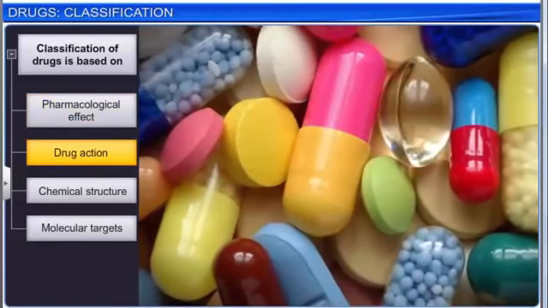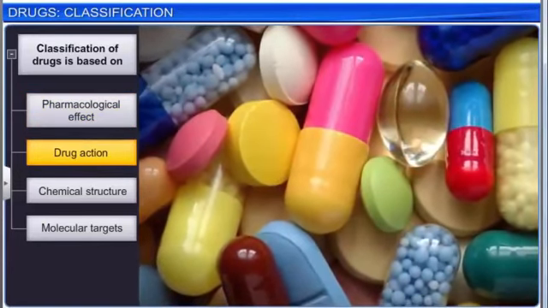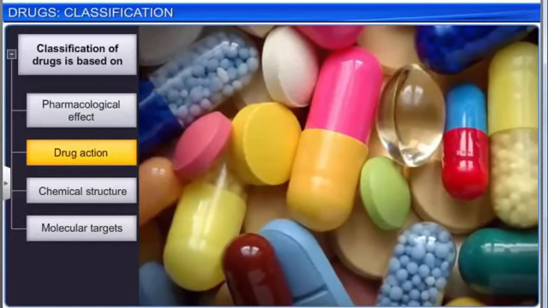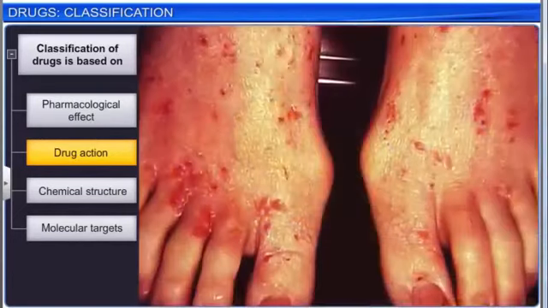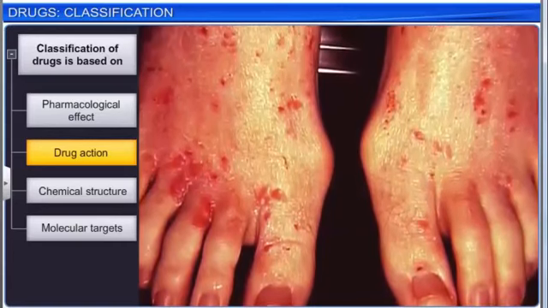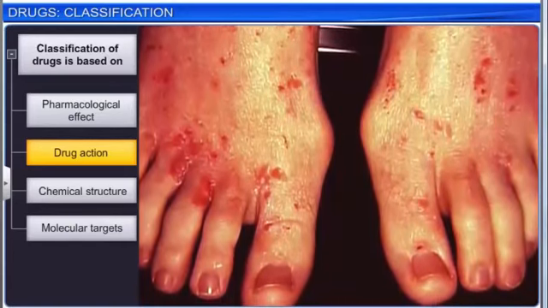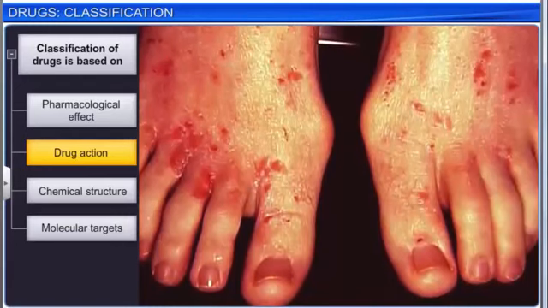Drugs can also be classified on the basis of their action on a particular biochemical process. For example, antihistamines inhibit the action of the inflammation-causing compound histamine.